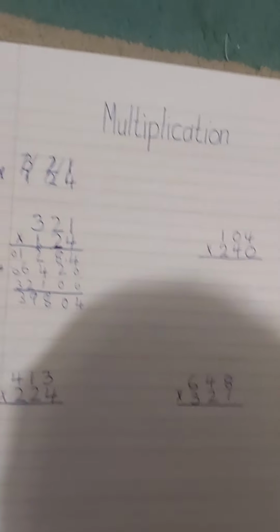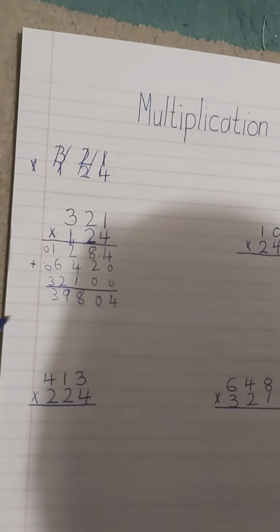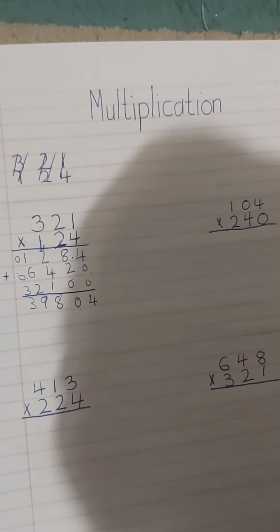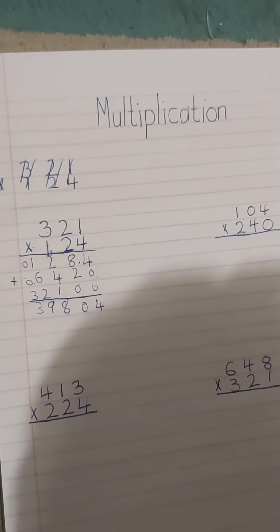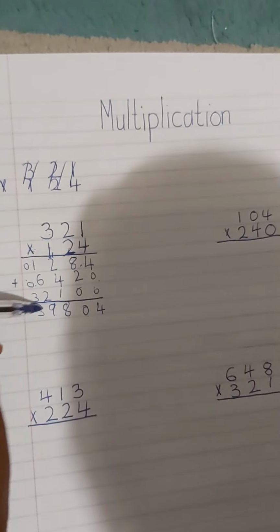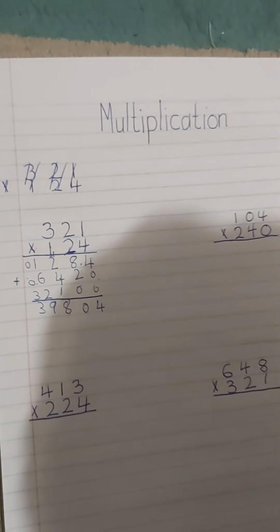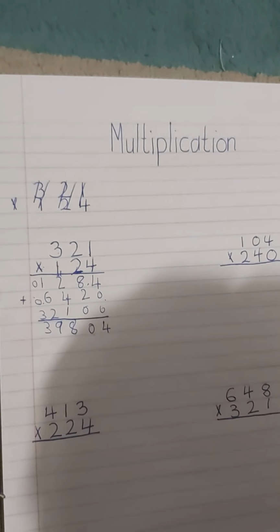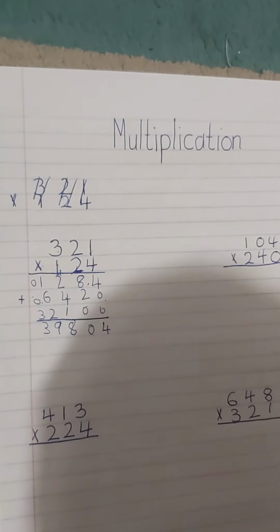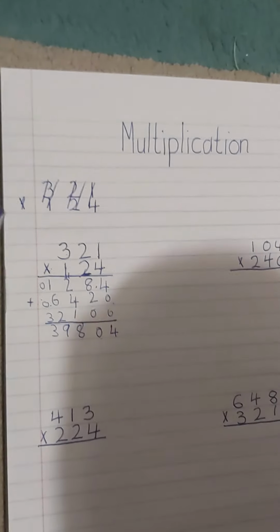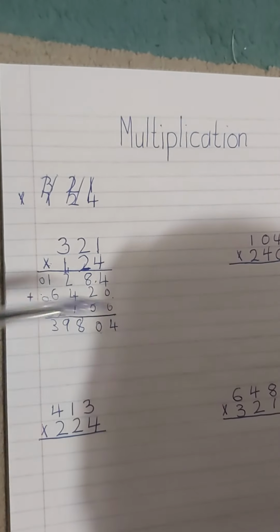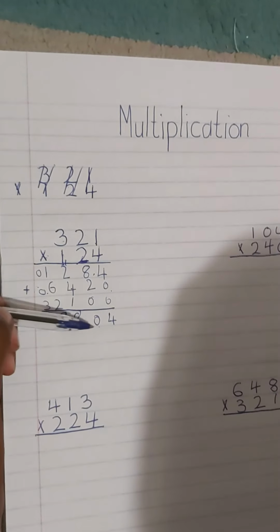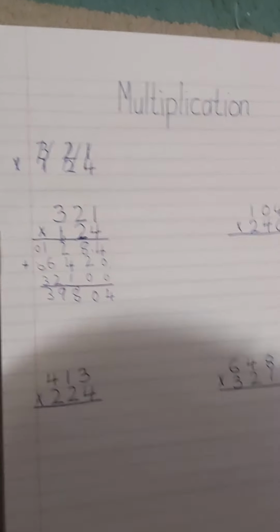Can you read our answer? Can you try to read it? You learned thousands. How many digits for 1,000? 4 digits. But look at them. They're not 4. How many are they? 1, 2, 3, 4, 5. Which means the first number is in the ten thousands. 39,804. Excellent. Go to the next one.